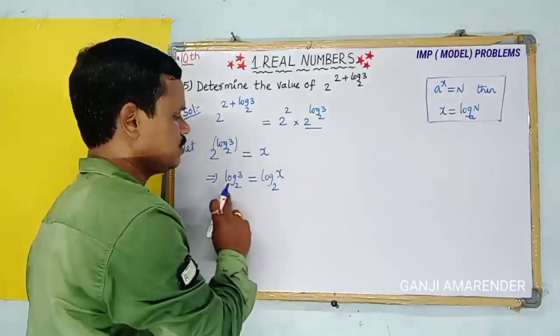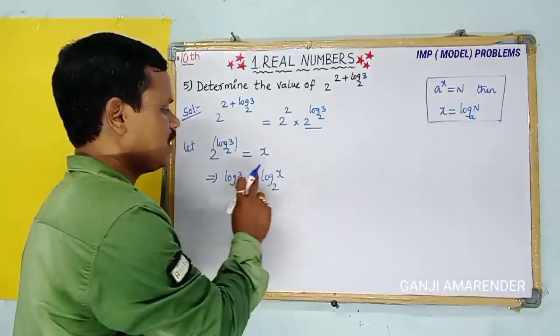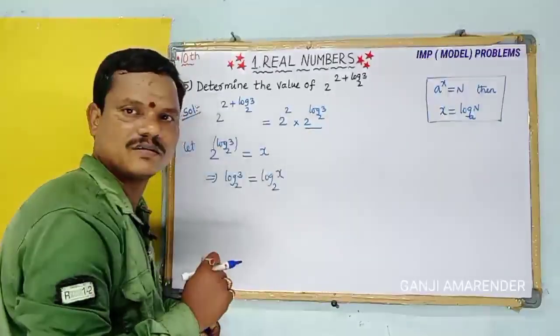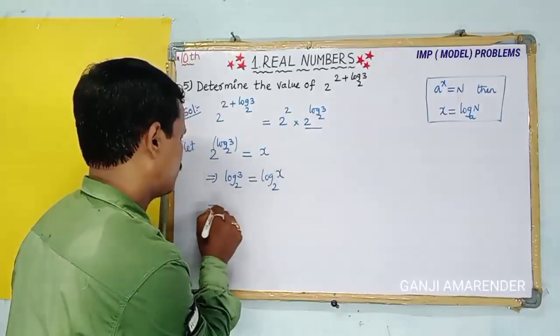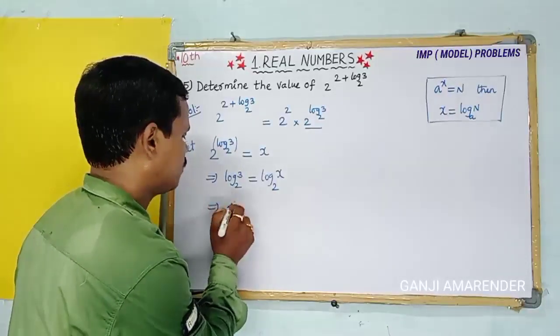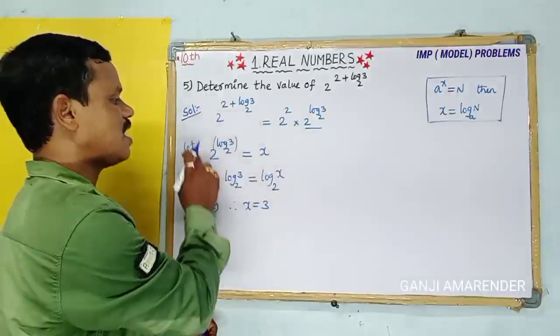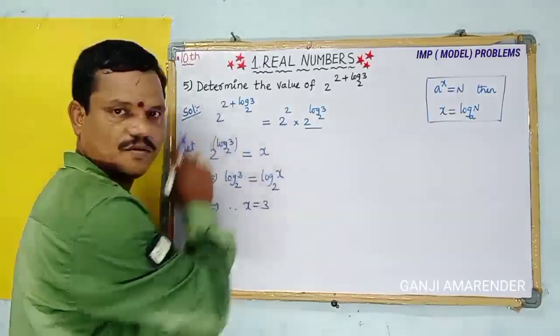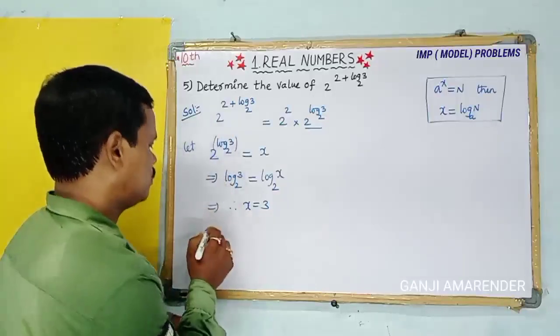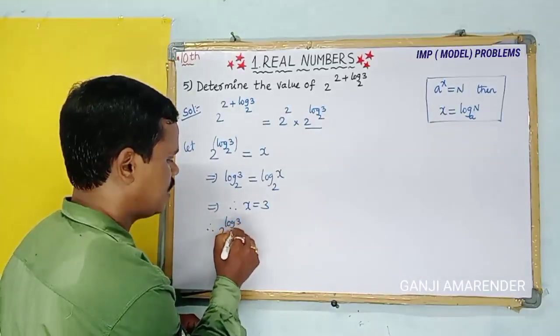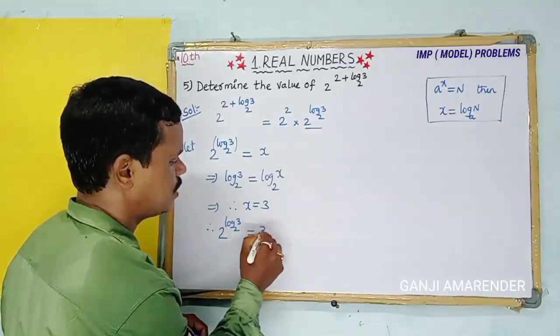Here the two terms are equal, so the corresponding value x is equal to 3, removing the log on both sides. Therefore x is equal to 3. So this value is 3 only. Therefore 2 power log 3 base 2 is 3.